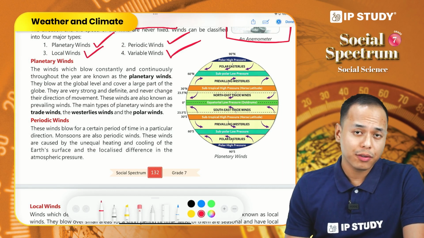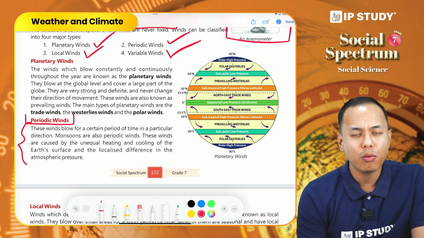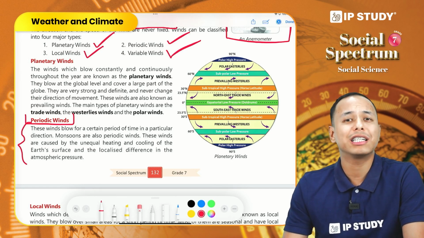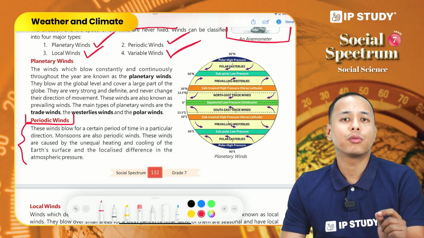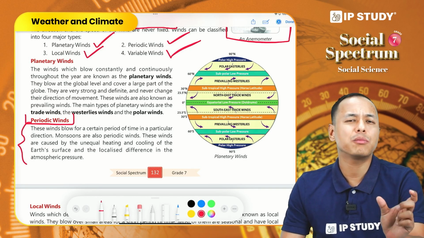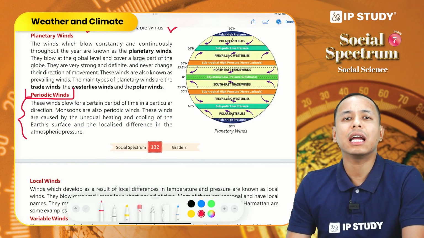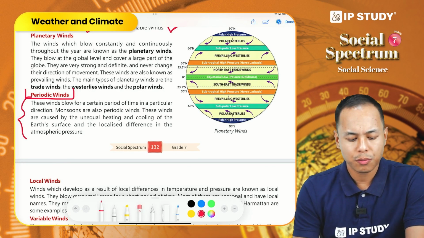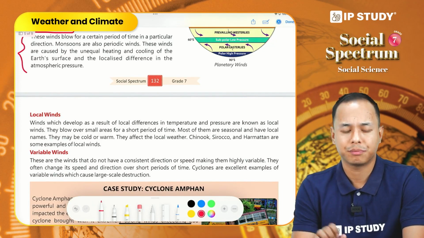So after planetary winds, let us discuss periodic winds. These winds blow for a certain period of time at a particular place. For example, monsoon. These winds do not blow throughout the year. They are mostly seasonal, and are caused by the unequal heating and cooling of the earth's surface or the local differences in atmospheric pressure. So periodic winds, as the name suggests, blow for a particular period.